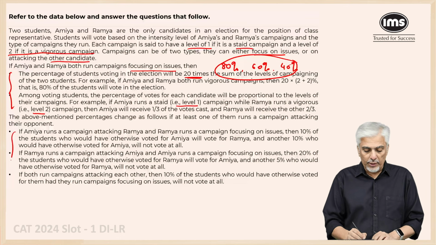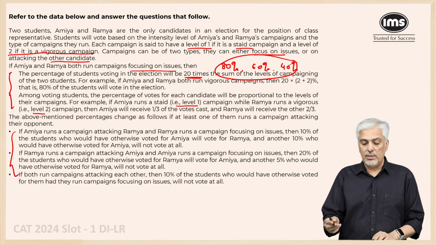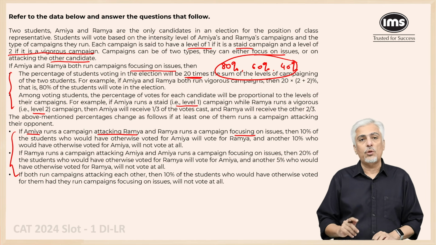There were 3 more points you had to look at. Let's read that. Obviously, here both of them were focusing on issues. Out of the 3 points, the first one is if Amia runs a campaign attacking Ramya. So, Amia is in attack mode while Ramya is focusing on the issues. Then what would happen?